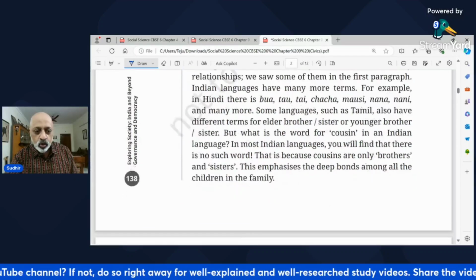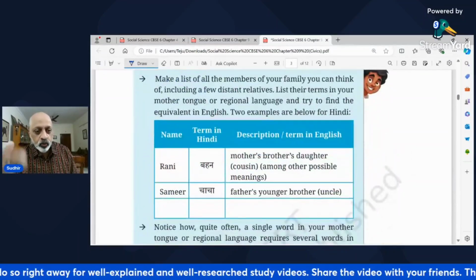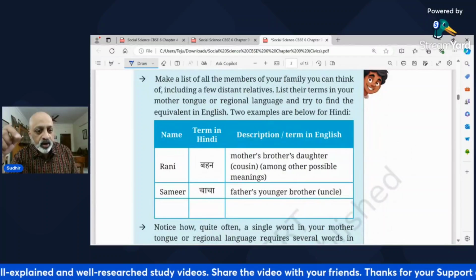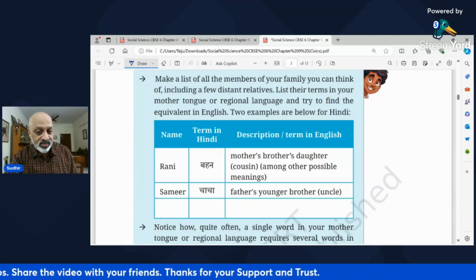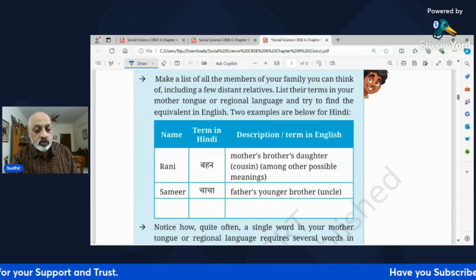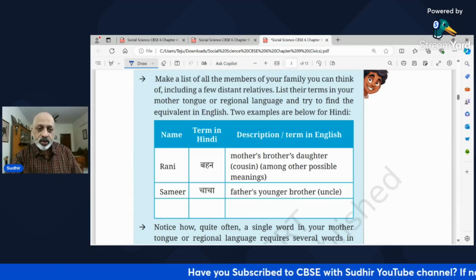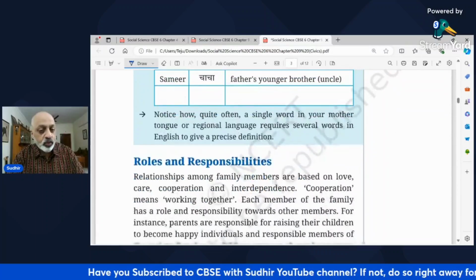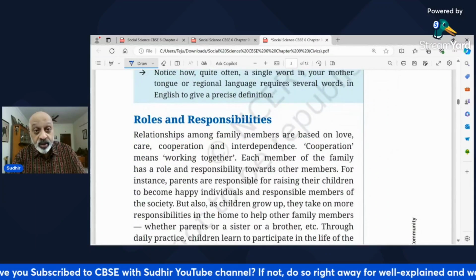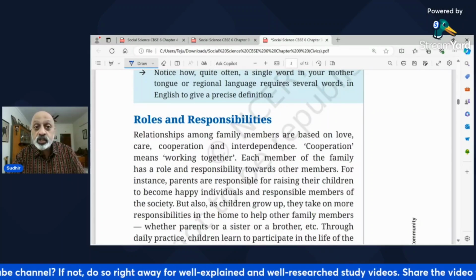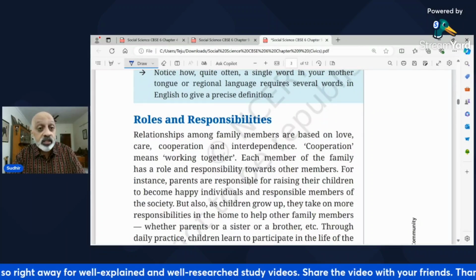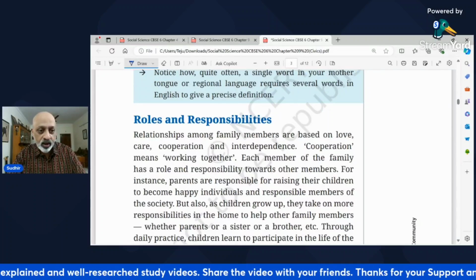And then it just goes on to talk about different words. For example, Rani is the Behen, mother's brother's daughter, who is your cousin, right? Samir is your Chacha, who is a father's younger brother, otherwise referred to in English as uncle, right? So that's how you can write it. You can experiment if you have students, if you're lucky enough. In fact, I would say if you have students from different states in your classroom, this would be an extremely interesting exercise and activity to undertake.